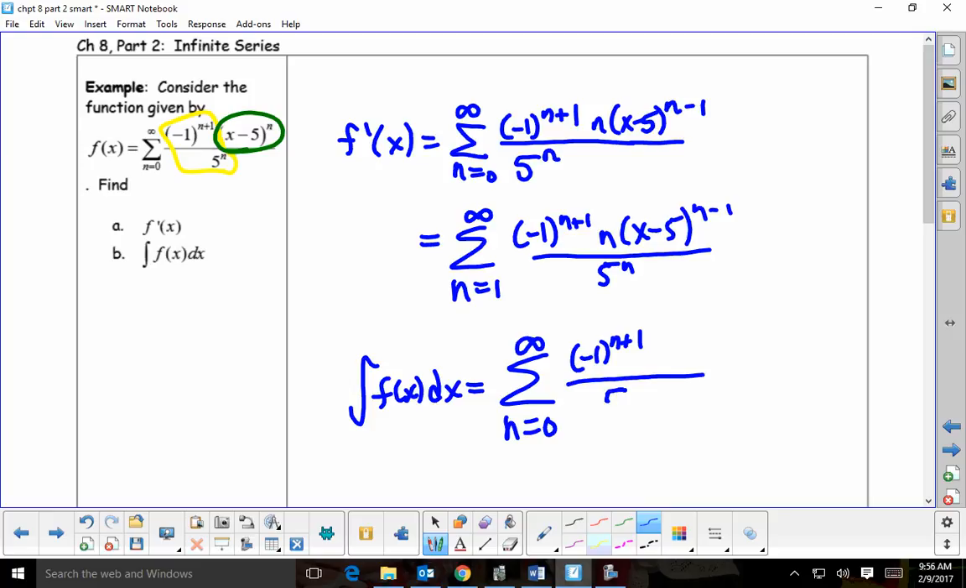Start out with where it started. Coefficient went along for the ride. And now I got to do my power rule for the antiderivative. So we have that.